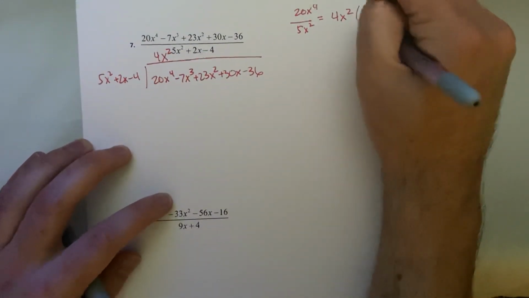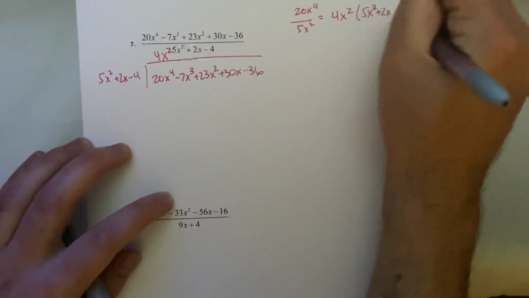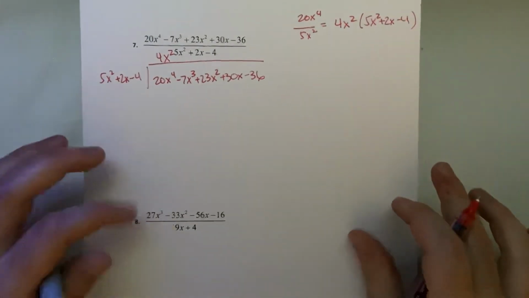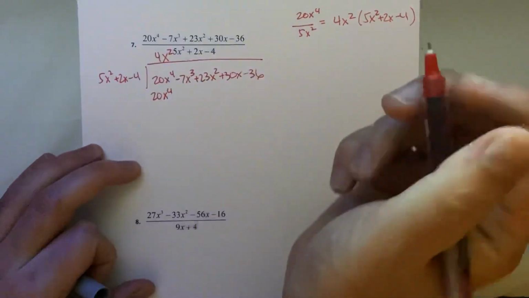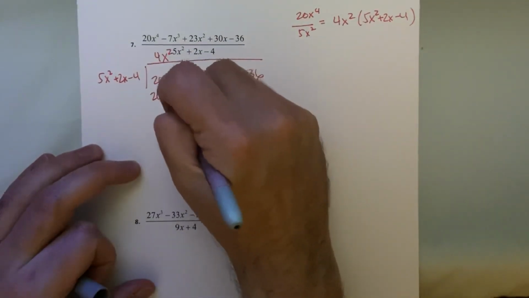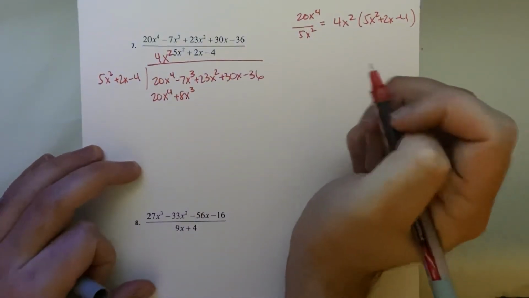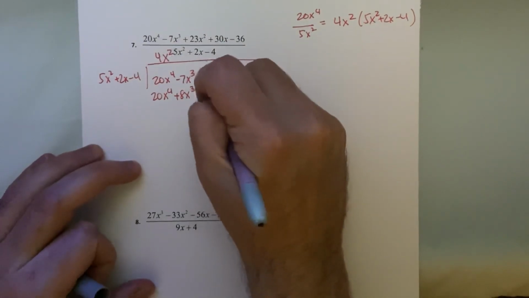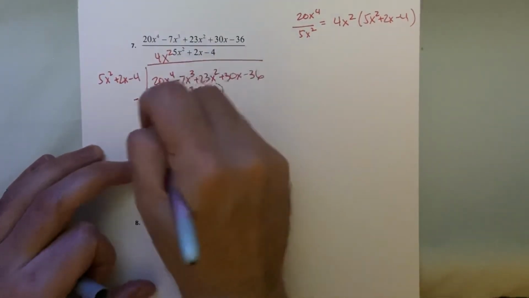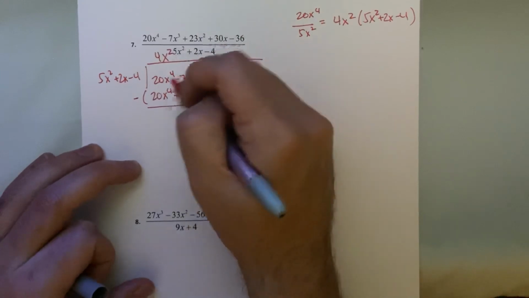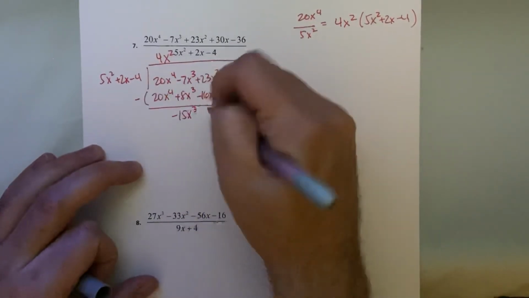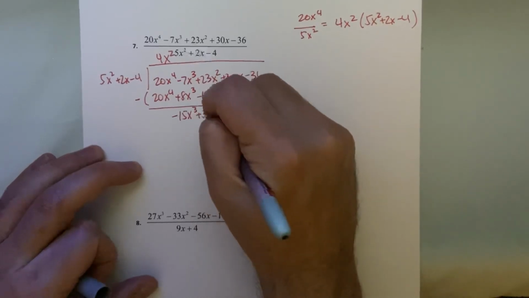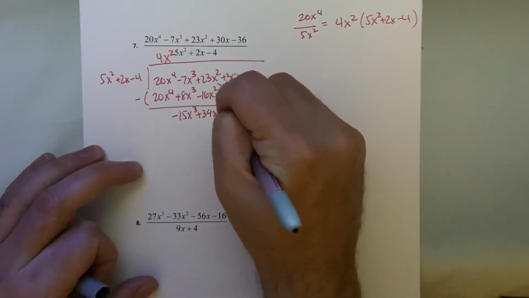Now times all of the other things, and on the left, that goes down here, so that's 20x to the 4th plus 8x cubed minus 16x squared, subtract it off. Looks like you get negative 15x cubed plus 39x squared. Now bring down the 30x.